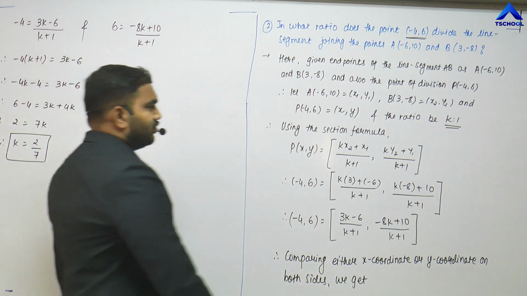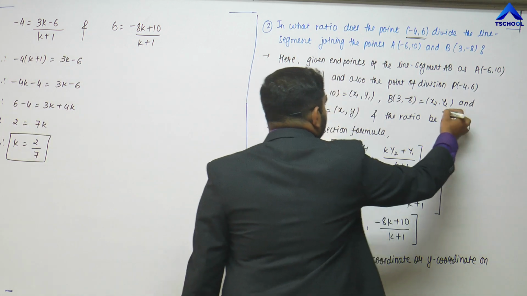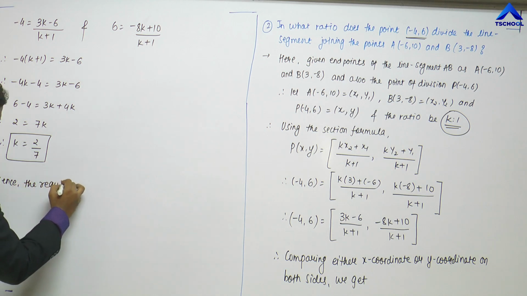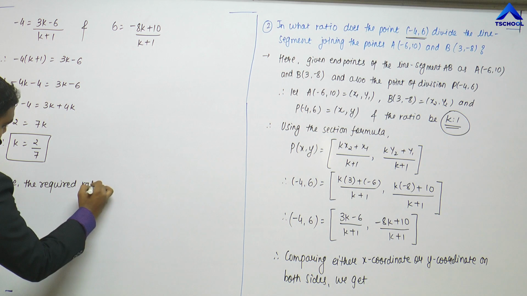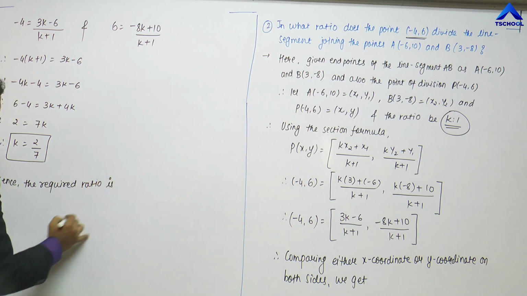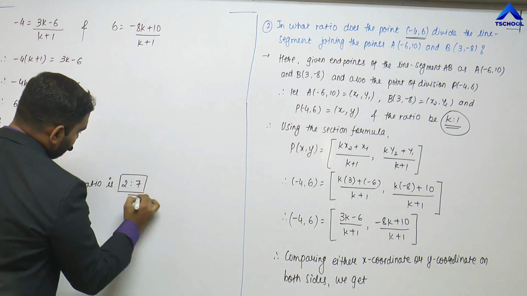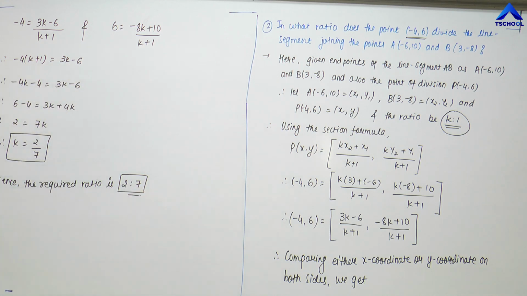What was the ratio here that we took, friends? k is to 1. Hence the required ratio is 2:7. Is it clear? This is 2:7.